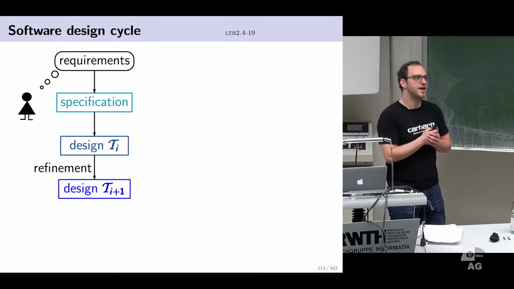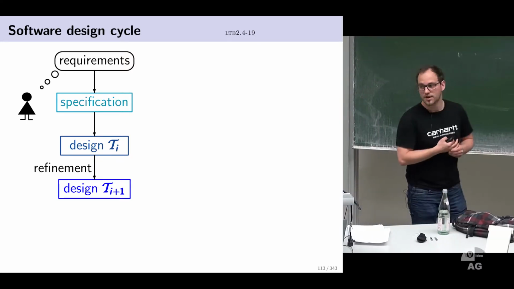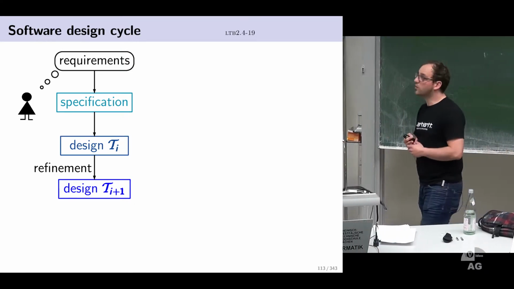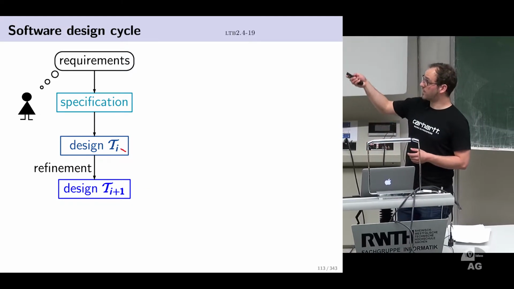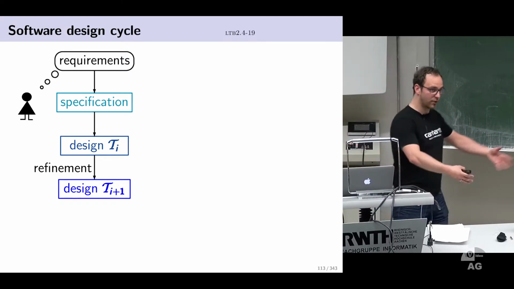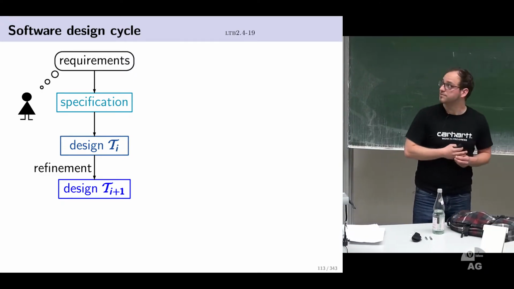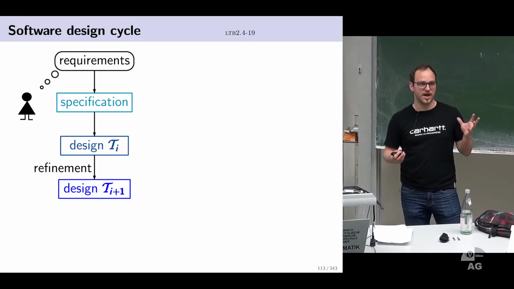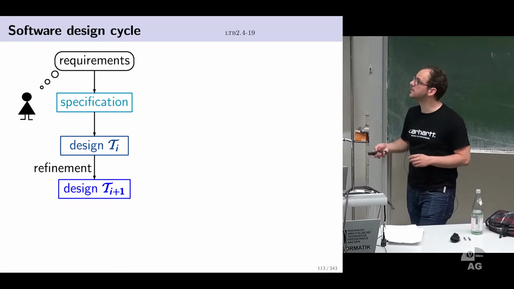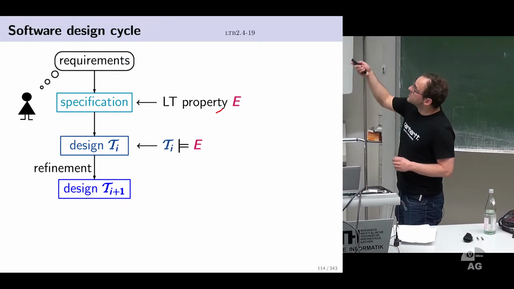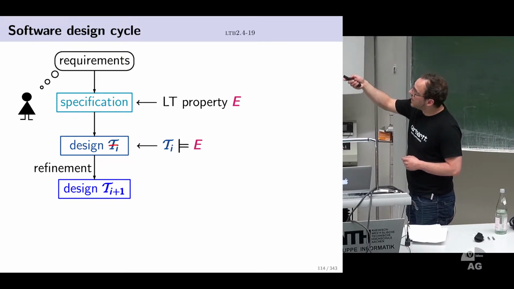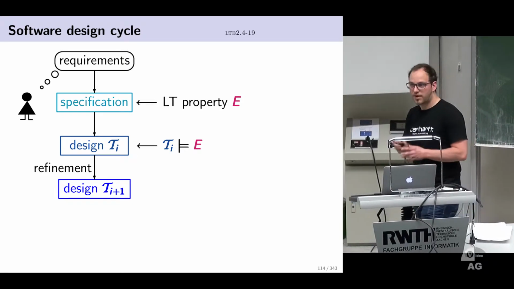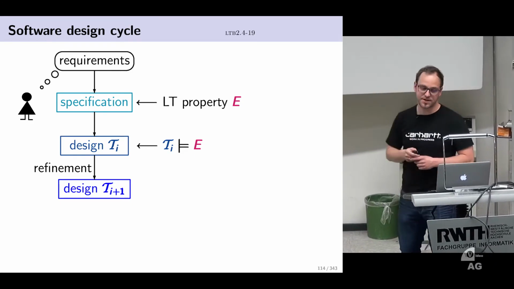So let's say you're designing a piece of software. First, you're thinking about some requirements, and then you derive a specification from that, and you come up with an initial design TI that maybe allows a lot of behavior, and later on, you want to refine the behavior, to restrict it in a certain sense. In our case, the specification is an LT property E, or linear time property E, and say our design TI already satisfies parts of the specification E.